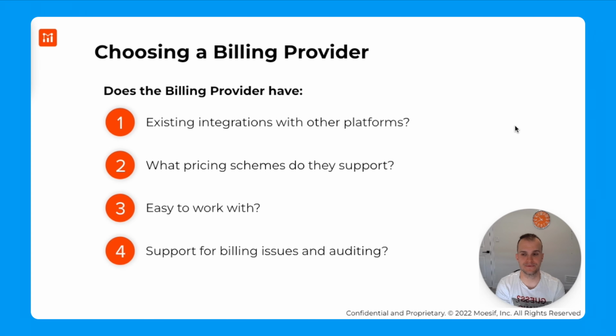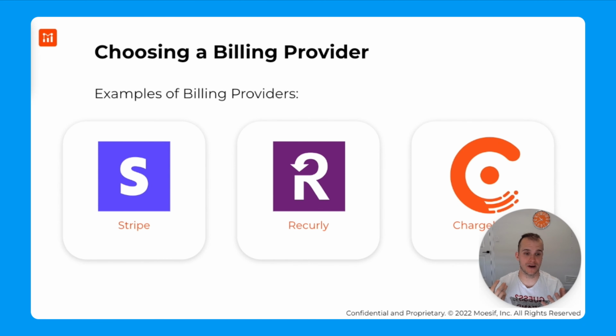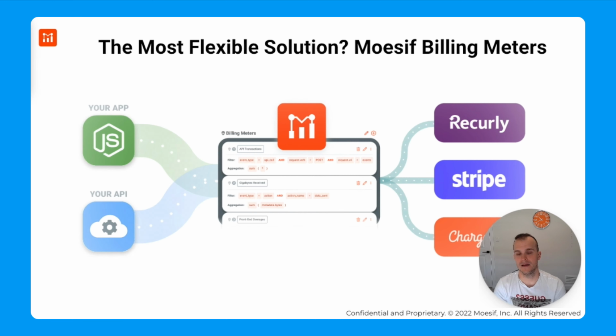So some examples of billing providers would be these three here, which would be Stripe, Recurly, and Chargebee. These are three really popular billing providers that work really well with a self-service motion or a product-led motion.